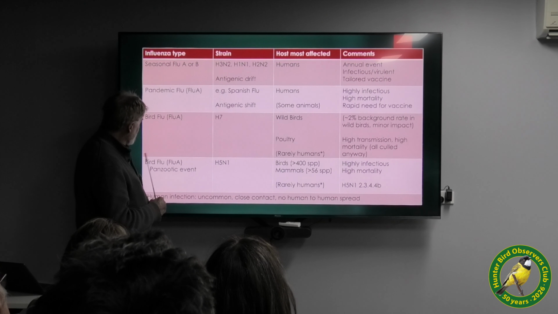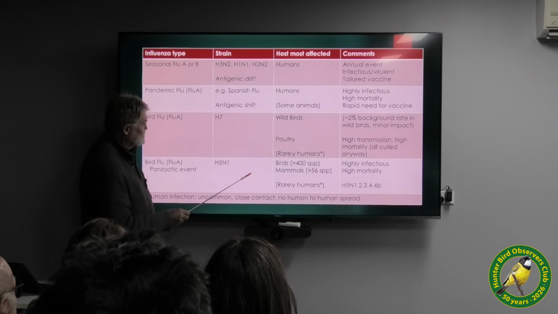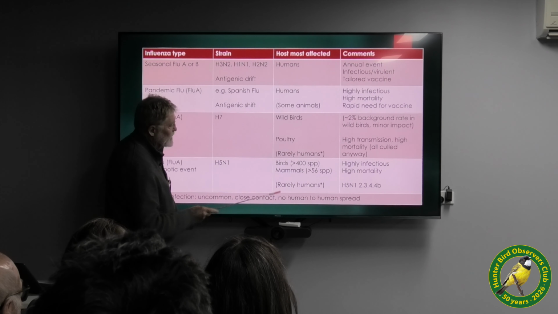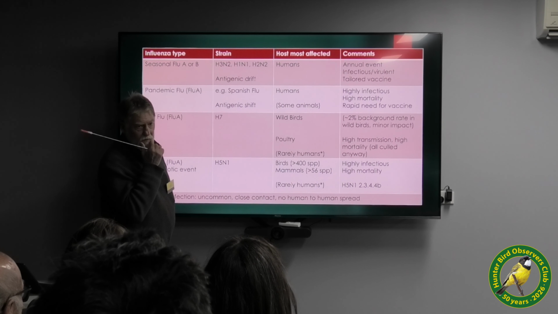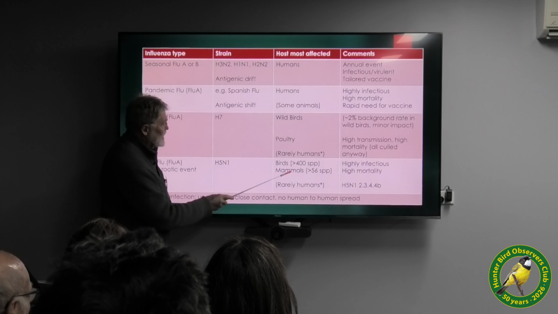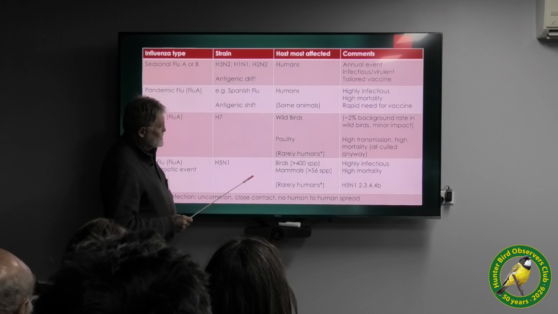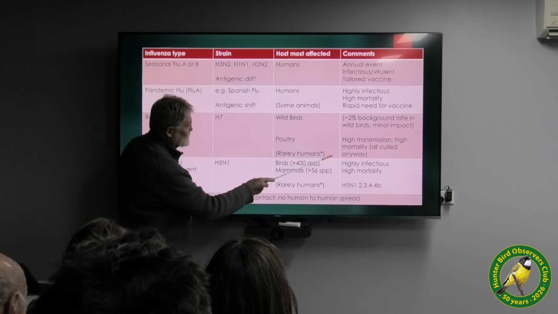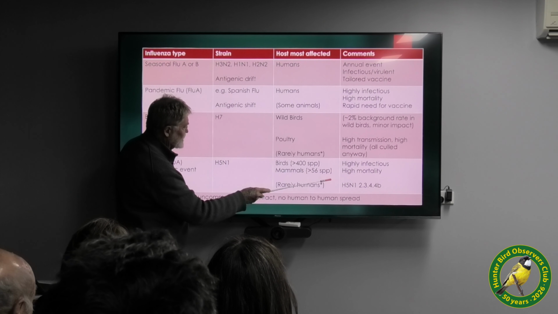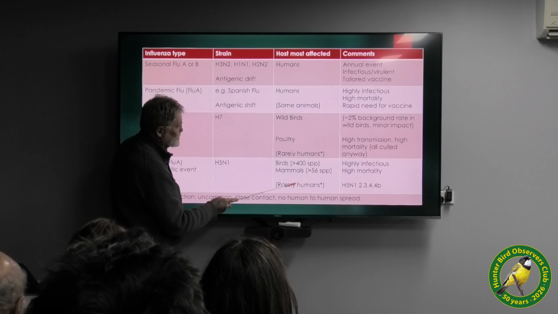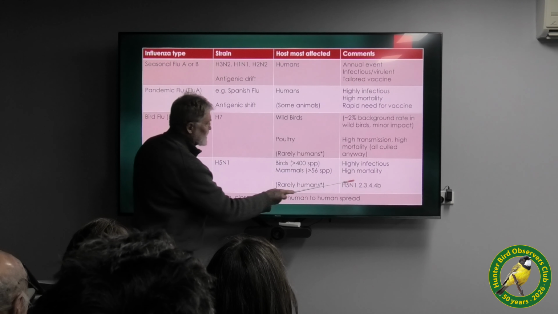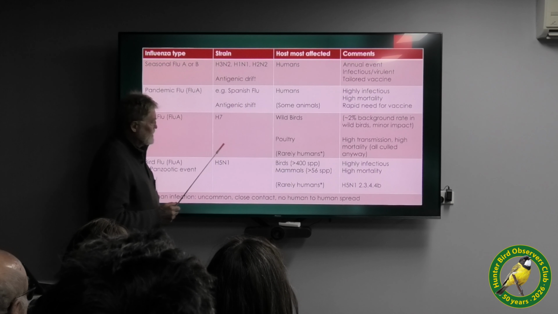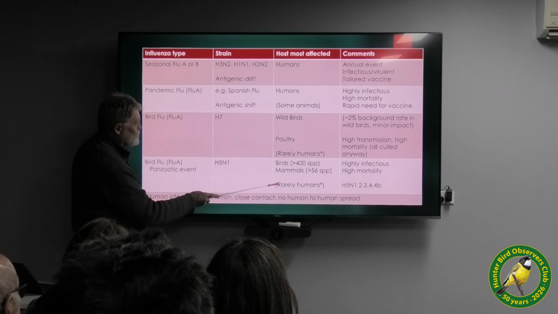Now, the one that we're interested in at the moment, the H5N1, is a panzootic event. Over 400 species of birds have been affected by this, and more than 56 species of mammals. Highly infectious, high mortality rates, rarely in humans, and this is the claim that we're interested in. I say these two rarely in humans.